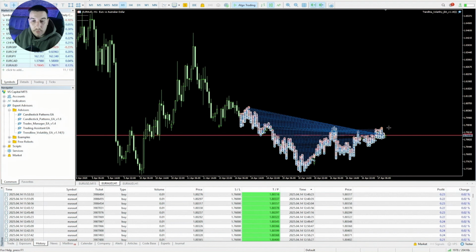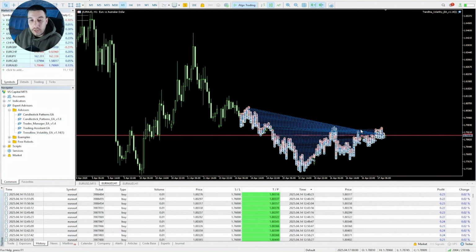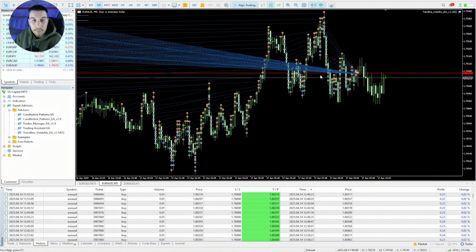Just going to zoom in a little bit. All of my trades earlier today on 17th of April. So I was holding those trades for the past few days, and as you can see, I'm just going to zoom in a bit so you can see how the Expert Advisor opens trades.